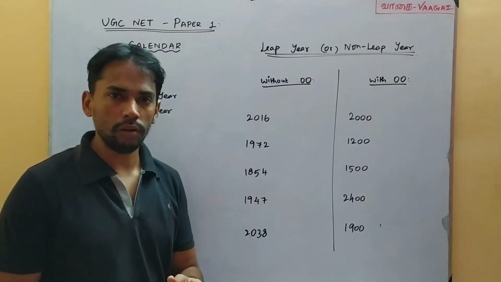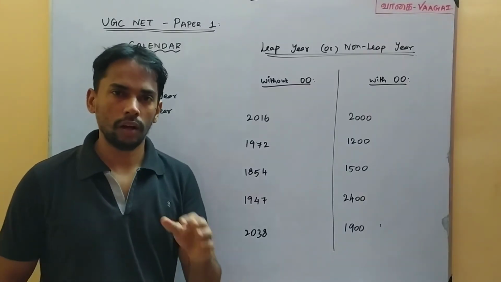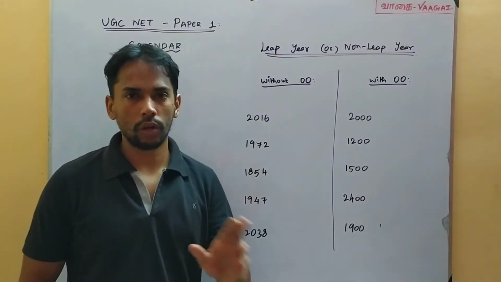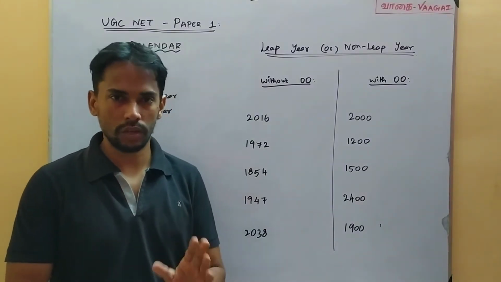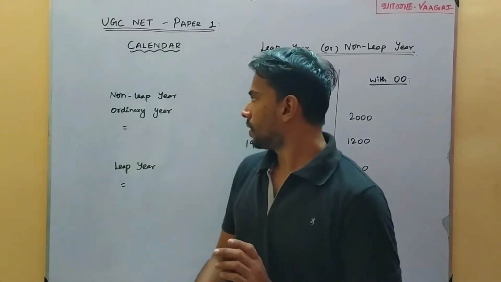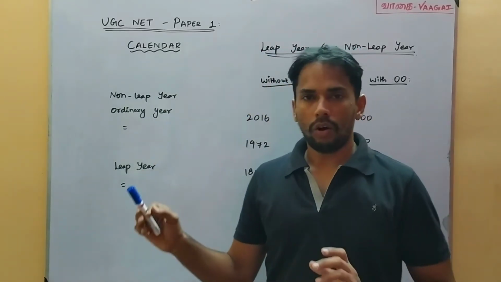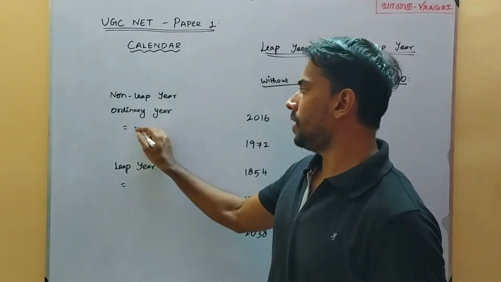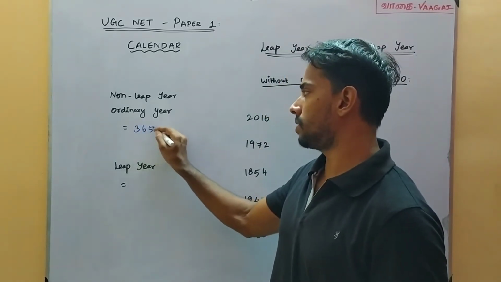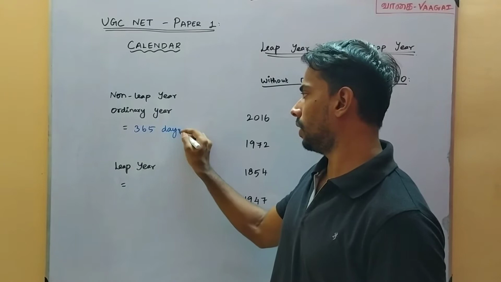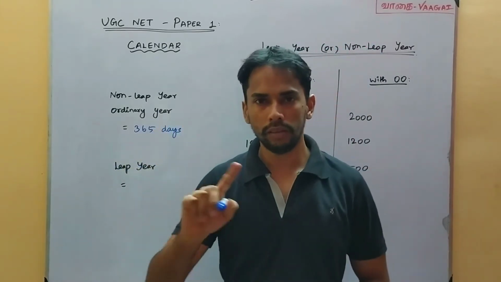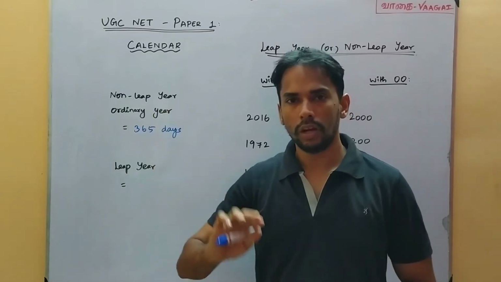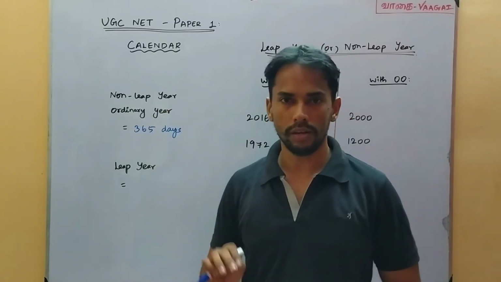Now next is about leap year and non-leap year. So basically, what do you mean by a leap year, and what is a non-leap year? That is what we have to see first. Basically, an ordinary year or non-leap year, what we call, will have 365 days. For the entire year, we get 365 days, and those years are what we call non-leap years or ordinary years.